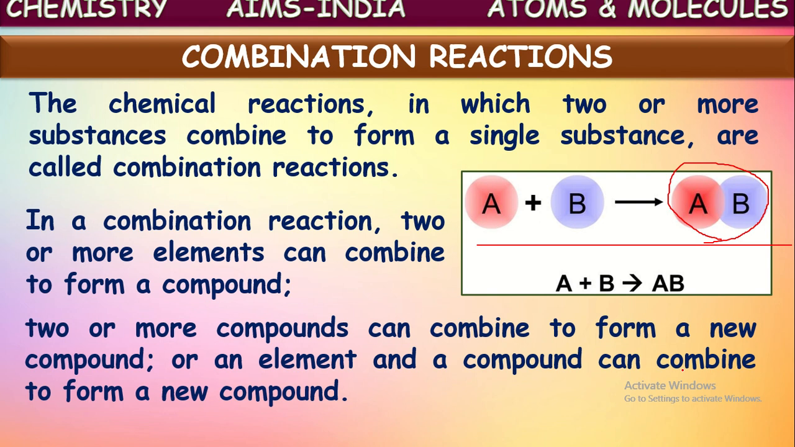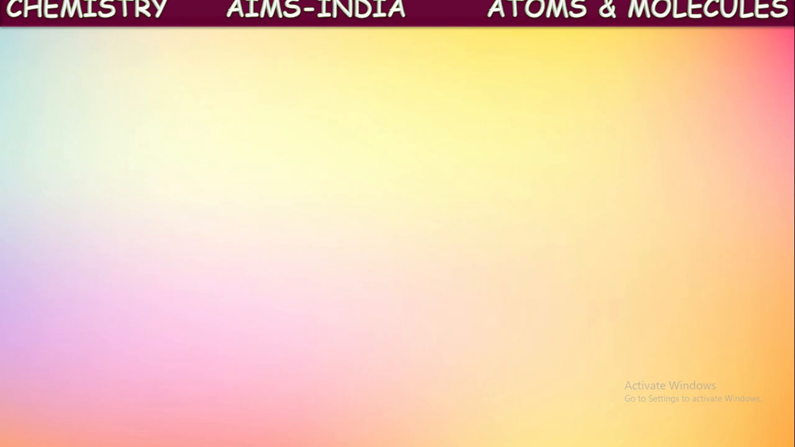Yes, for this also you can say an example. If you see carbon monoxide on combustion, on reaction with oxygen, forms carbon dioxide. We know here carbon monoxide is a compound and oxygen is an element. Carbon monoxide combines with oxygen to form a new compound called carbon dioxide. So in this way, combination reactions may occur among the elements or compounds, or between elements and compounds also. Okay, let us see some examples here.